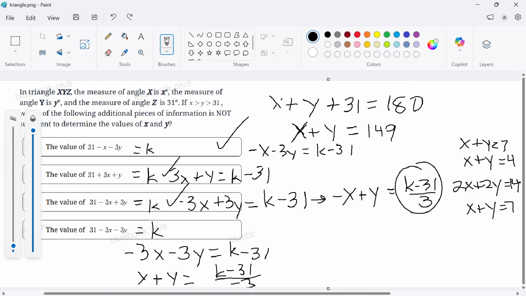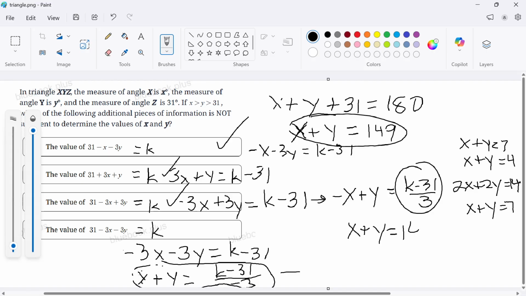So now look at what I have. I have x plus y equals 149, and x plus y equals some other constant. Now, k could be a number that makes this one x plus y equals 149, but the relationship between x and y is the same. So I have x plus y equals 149, and x plus y equals some other number. Let's say 77. I'm just making it up.